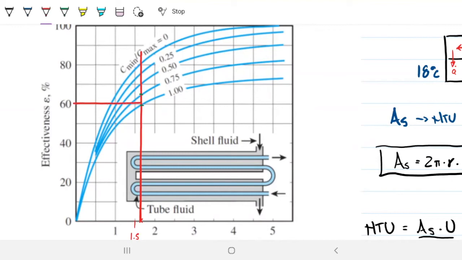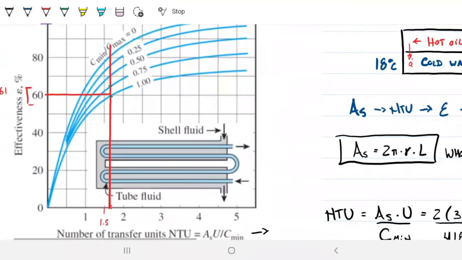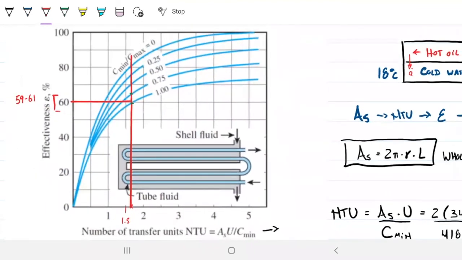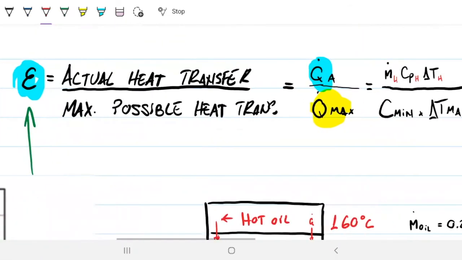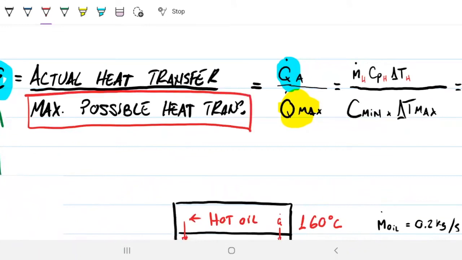Okay, so again, if you did this already, you could check whether you read it correctly. If you read anywhere between 59 to 61, you're probably safe. Let's go ahead and use the 60, which is right where we landed. And then that means that 60% is our effectiveness, right? So going back to the definition of it, the maximum theoretical of all the energy I could transfer, I'm only able to transfer 60% of that. And that's going to be my actual.